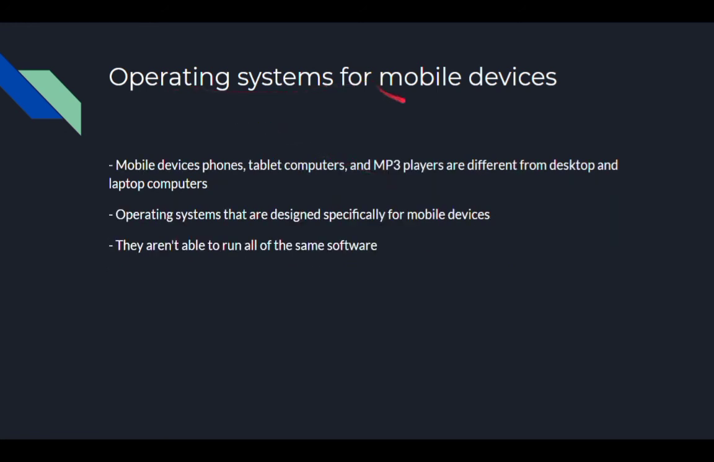Operating system for mobile devices, they are really mobile. You can use your phone outside, on a toilet, in your bedroom or something. And it's really different to desktop and laptop. Operating systems are designed specifically for mobile devices only. They aren't able to run all of the same software.